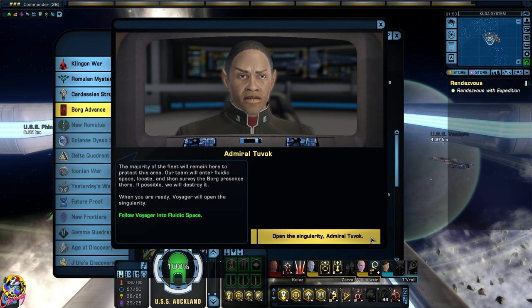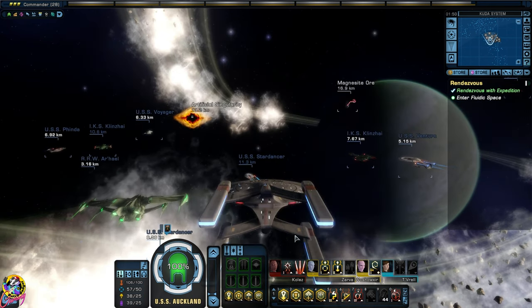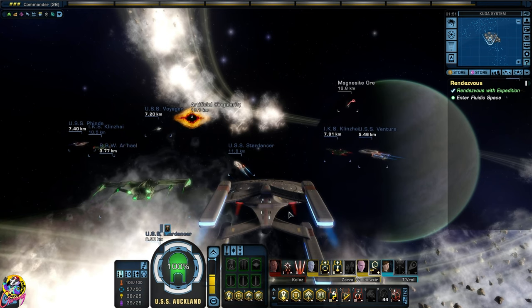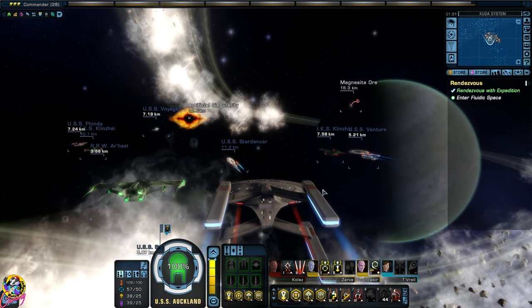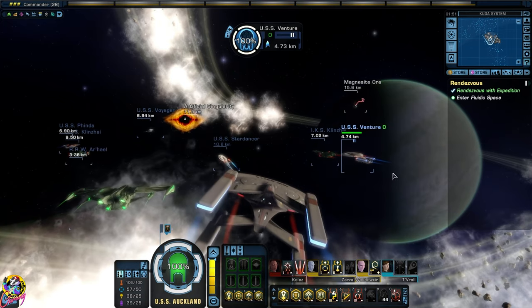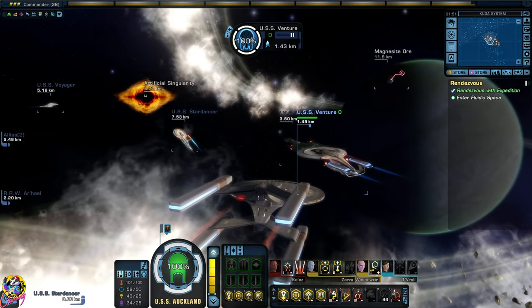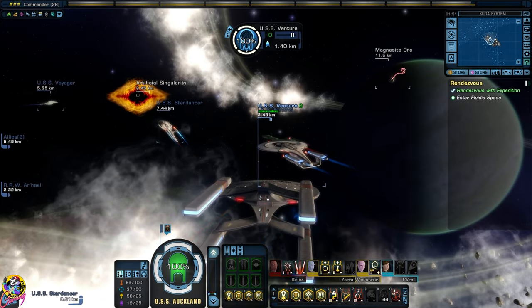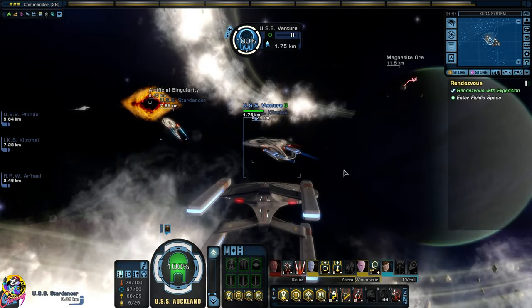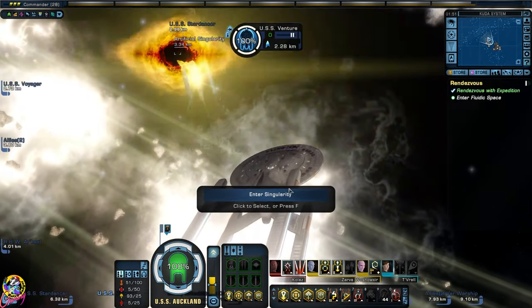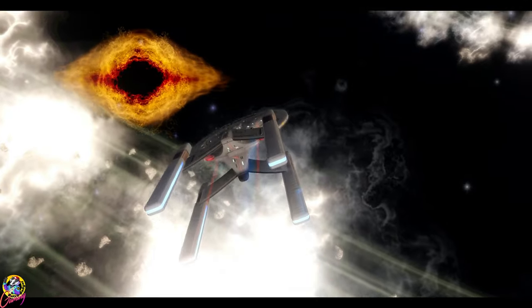Okay, open the singularity. It must be a little strange for TUVOC to be on Voyager still. I suppose he considers it home. So we've got a galaxy class there, the Venture. Now that, is that a refit one actually? Interesting. I don't see any phaser strips on the cells. Let's enter the singularity.